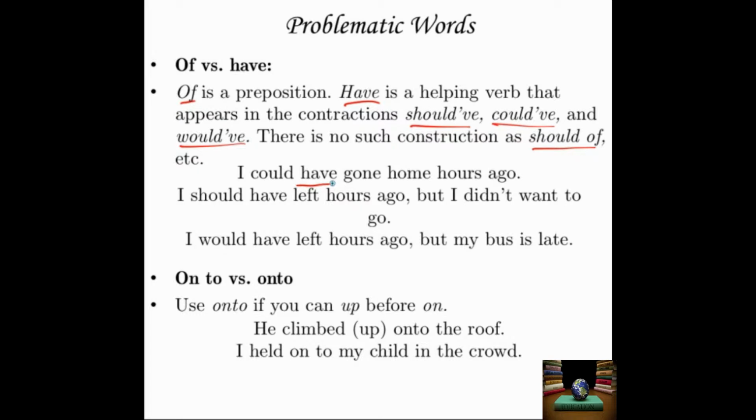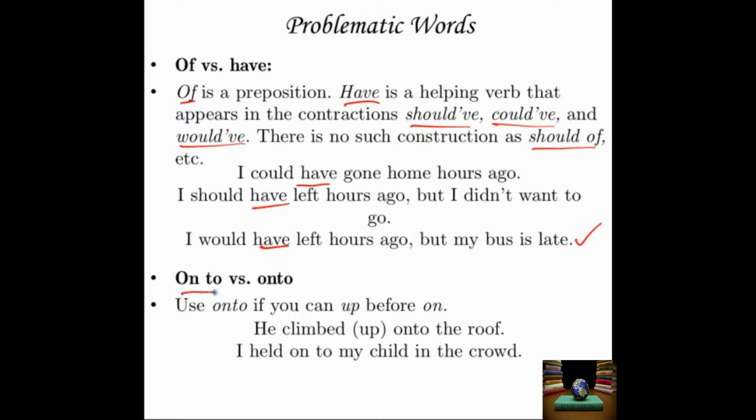So, I could have gone home hours ago. I should have left hours ago, but I didn't want to go. I would have left hours ago, but my bus is late. All right, so basically, if you're trying to figure out whether the second verb is of or have, it's have, because of is not a verb.